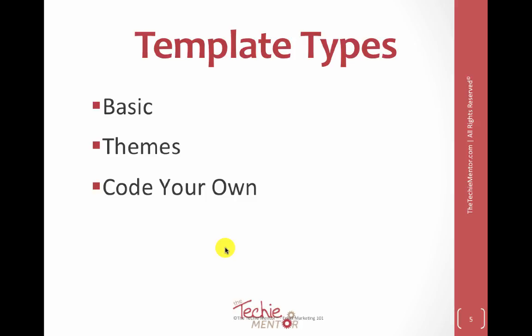The different types of templates: basic, themes, and code your own. Code your own, you're still going to need to be strong in HTML and CSS to update those, even though you put them directly into MailChimp. They're still treated as an HTML template, not like one of the ones that we just saw when we looked at basics and also themes.